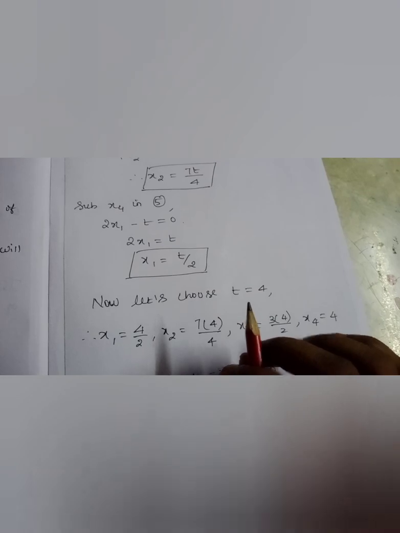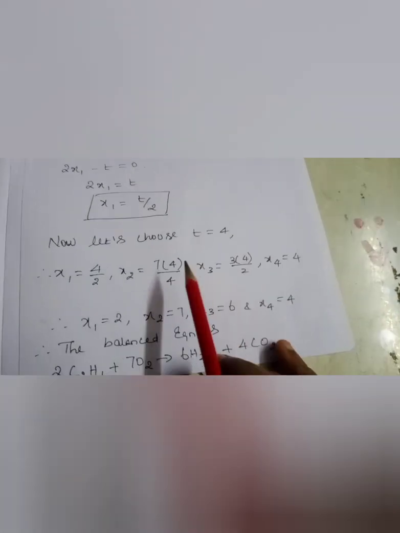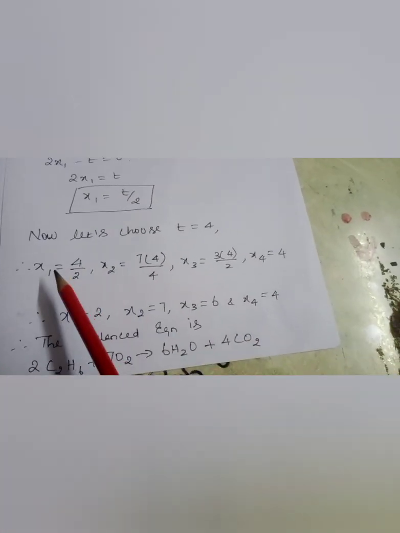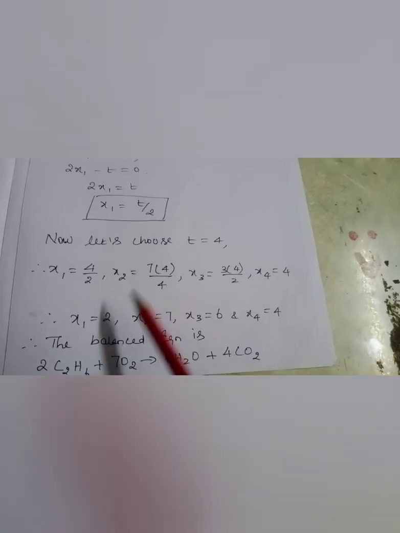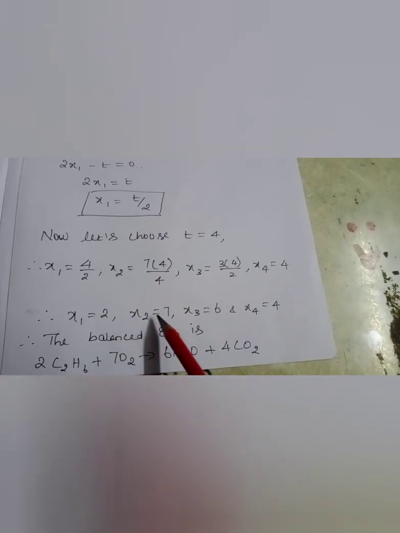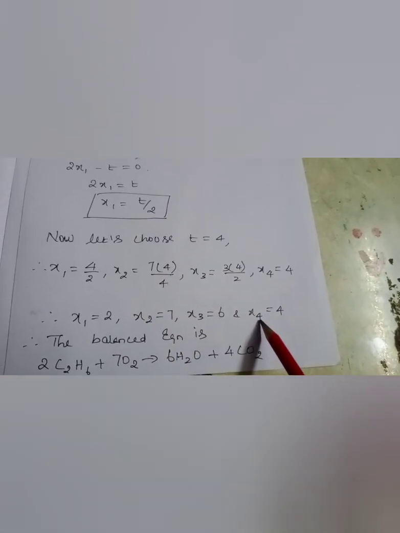Now you can assume any value for t, but usually we will assume the value for t as 4. Now assuming t as 4, when I am substituting here, x1 is t by 2, and x2 is 7t by 4. In the place of t I will substitute 4, and x3 is 3 into t by 2, that is 6, and x4 is t itself, that is 4. So cancelling, I am getting x1 2, x2 7, x3 6, and x4 4.